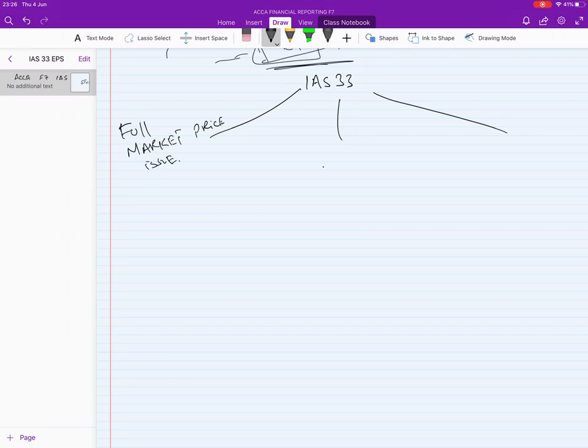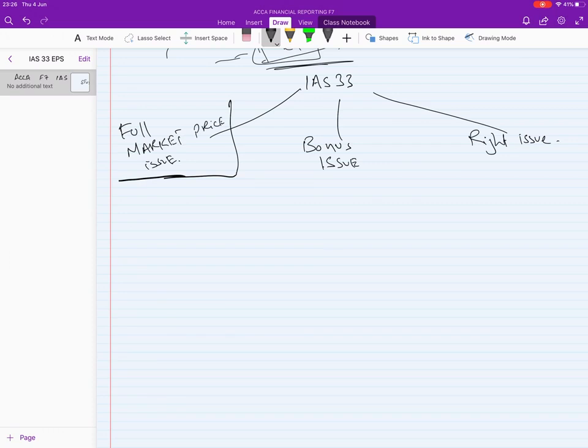Okay, next is bonus issue, and the last is rights issue. There are three types of issue that a company can do: one is full market price issue, bonus issue, and rights issue. First, let's discuss this full market price issue.